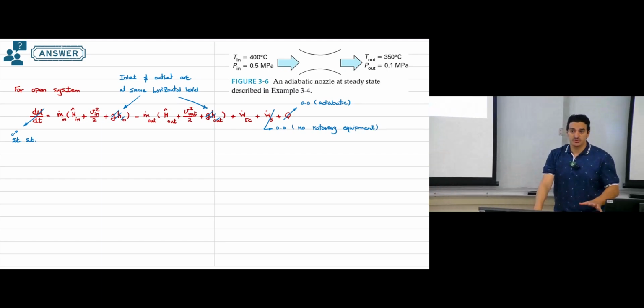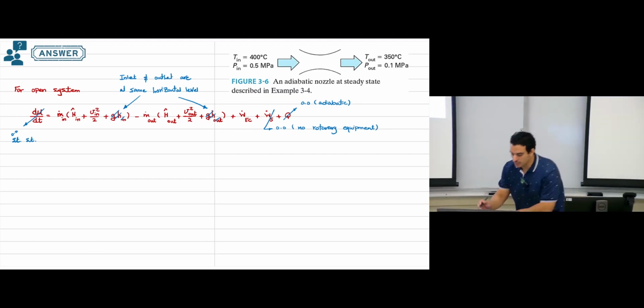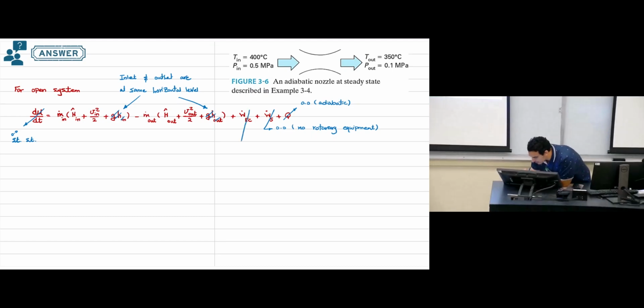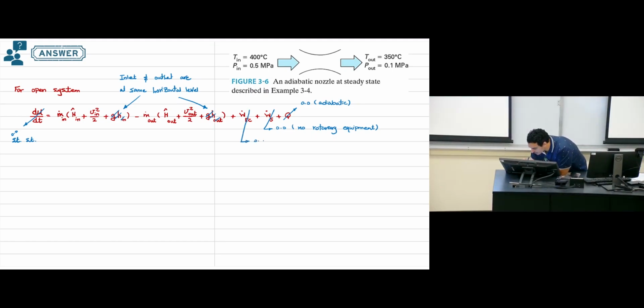Can you see any piston, any expansion, any contraction? No. So this term will be 0 because here we have no expansion, contraction, or piston.